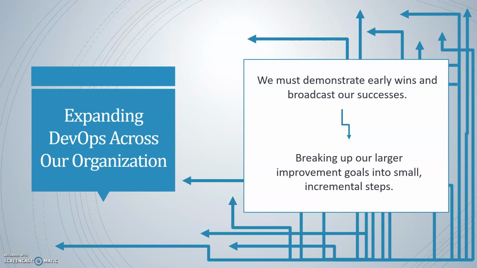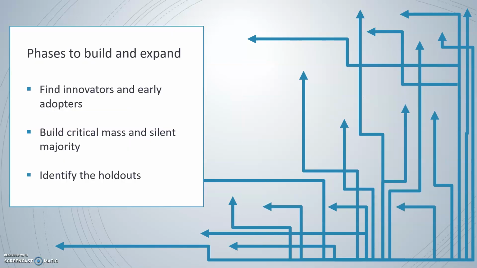So as I said, you must demonstrate early wins and broadcast your successes within the organization. And you do that by breaking up your larger improvement goals into small incremental steps. And I spoke about this as well. So these are the phases you go through. First, you'd find the innovators and early adopters. And then you would build a critical mass and silent majority.